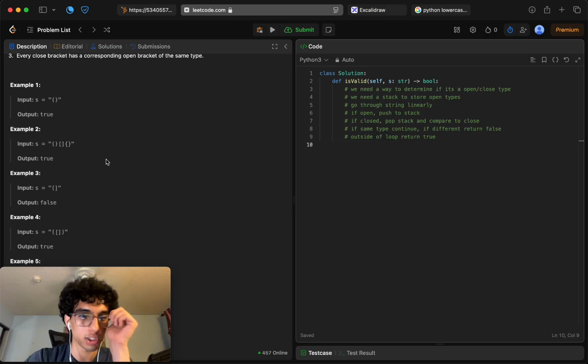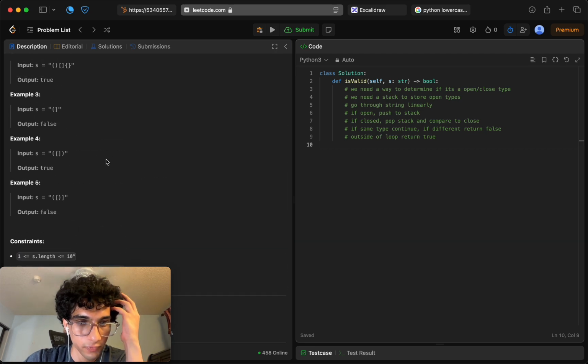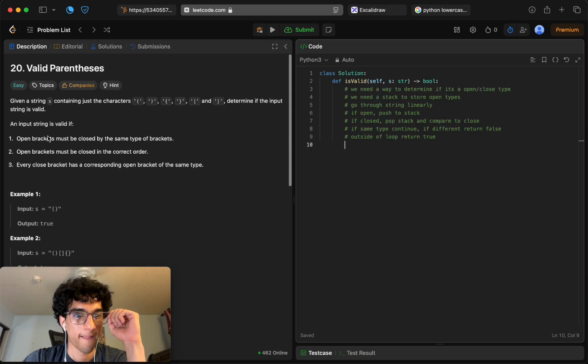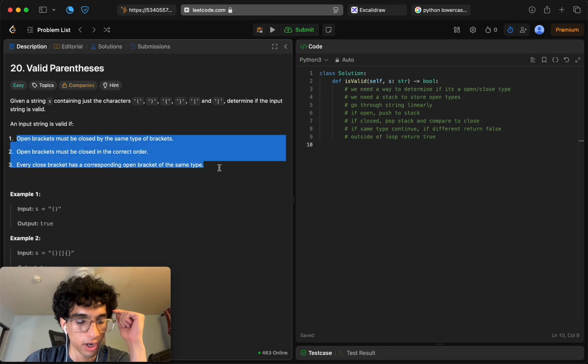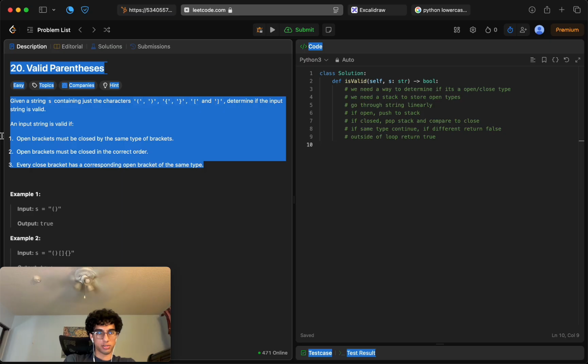Okay, are there any edge cases for this? What if it's an empty string? That's an easy edge case. It would just be true, right? Because none of these can even become false, since there's nothing in the string, so we're good.